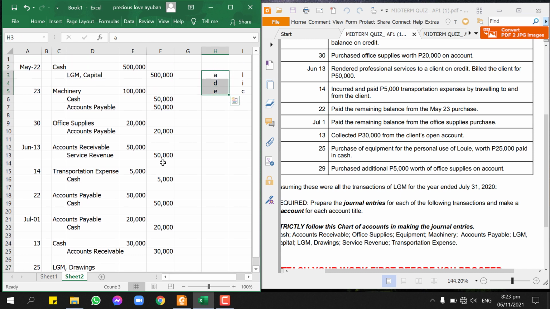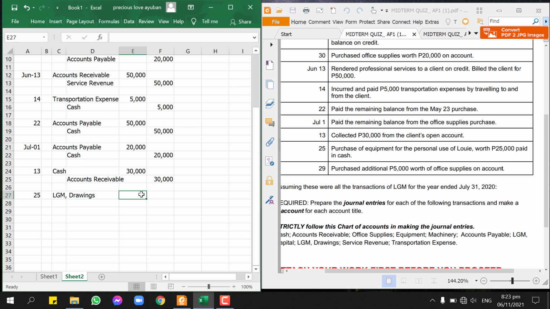Again, debit tayo ng walang pumasok pero nagkaroon tayo ng drawings. So, 25,000. Again, hindi natin nire-record yung equipment kasi nga for personal use yun ni Louis. So, i-assume natin na kumuha siya ng equipment, ginamit niya yung pera ng business, and then binili niya yung equipment for his personal use. So, yung lumabas sa atin is cash of 25,000 pesos.